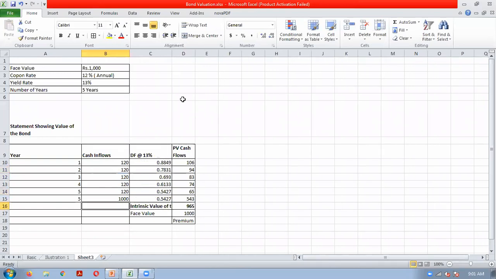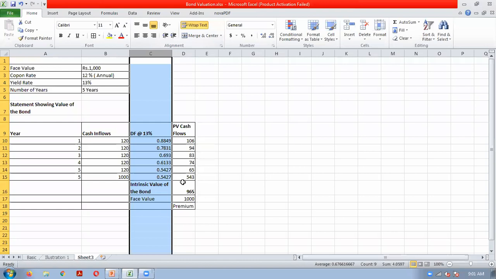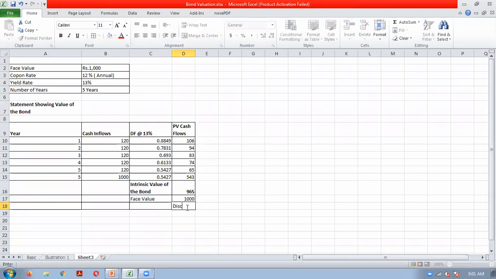Okay, now see, now your intrinsic value has become 965. Face value is 1000 only. Now in this case, the bond became a discount. Why this happened, that also we will understand.